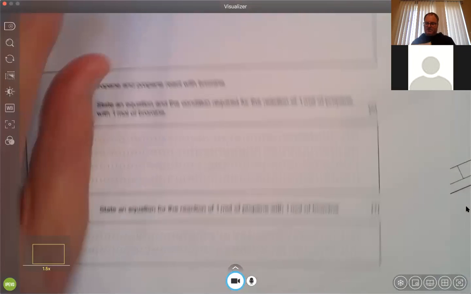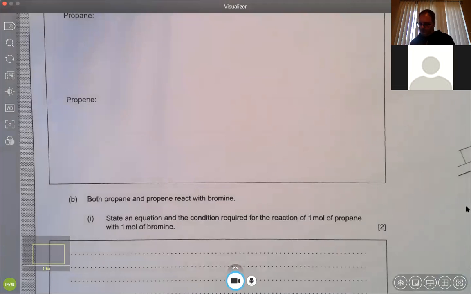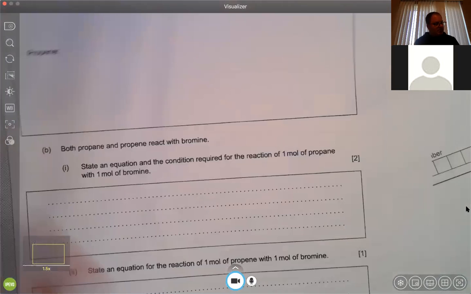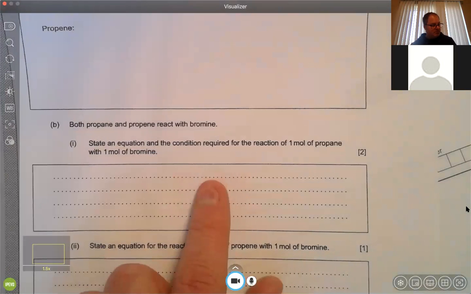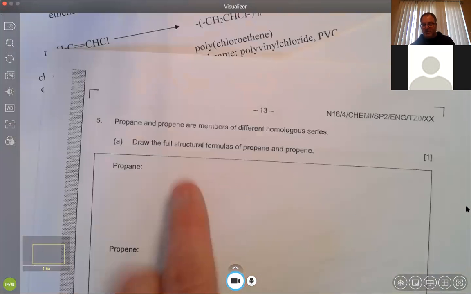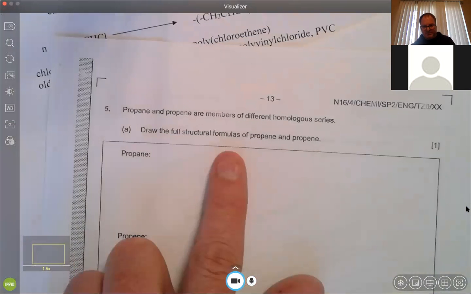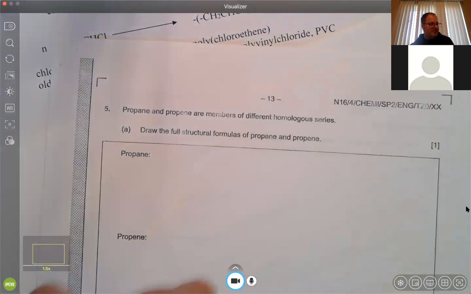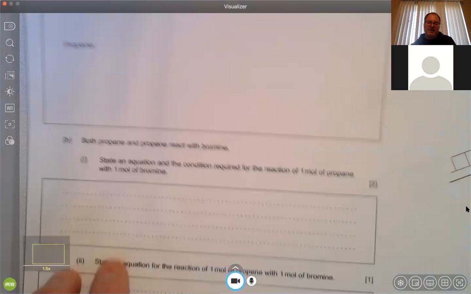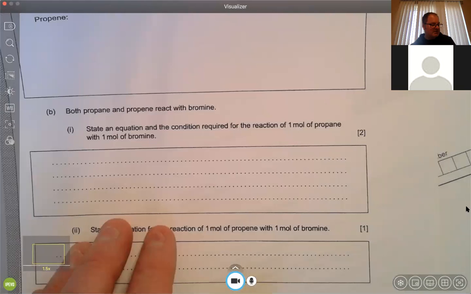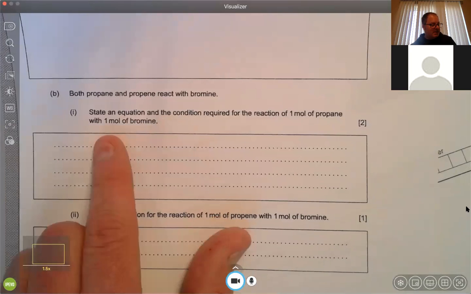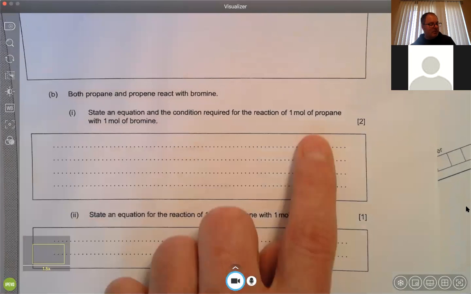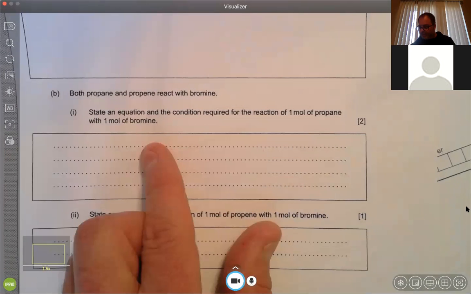So we take a look. We've got both propane and propene react with bromine. And this is just one question. They're having you sit here and write the structures of them out. I'm assuming you could do that type of thing. But I just wanted to show you how this part that we discussed today has been on almost every test. Both propane and propene react with bromine. State an equation and the condition required for the reaction of 1 mole of propene with 1 mole of bromine.